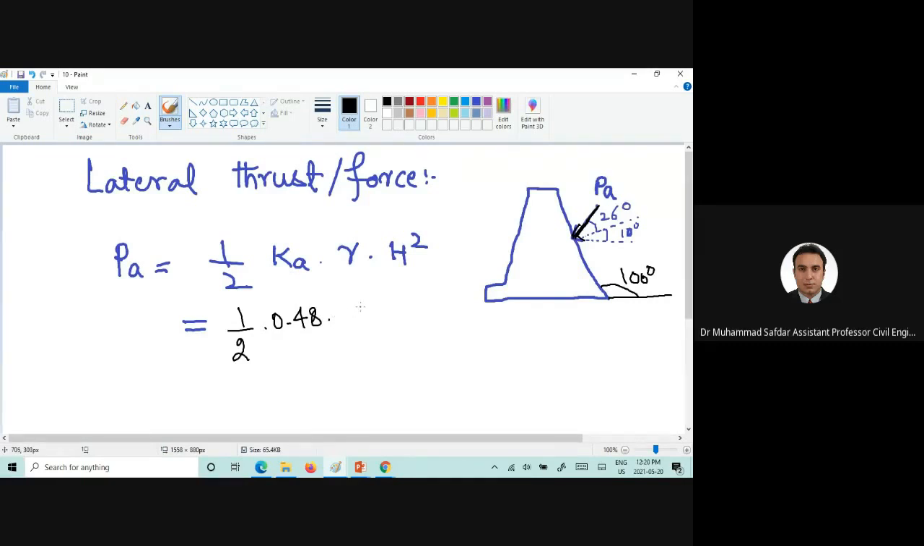What's the value of the unit weight? 18. And the height of the wall is 6. Okay. Now we need to find out the lateral thrust which would be exerted onto the retaining wall due to the backfill material. 155.5. 154.5.